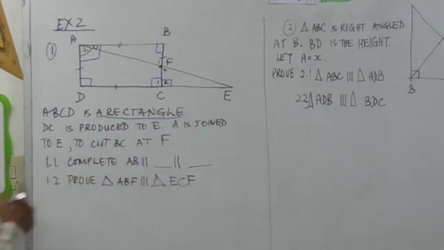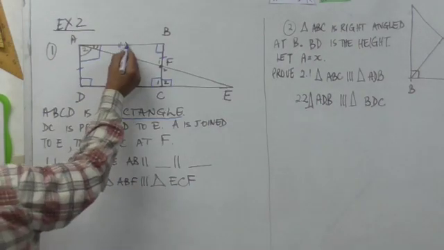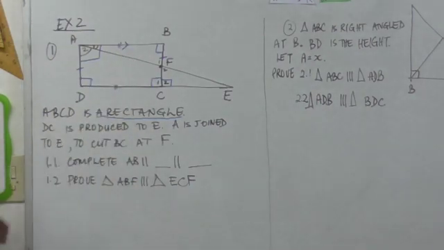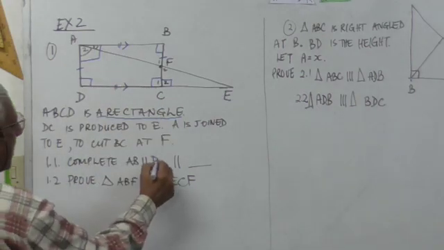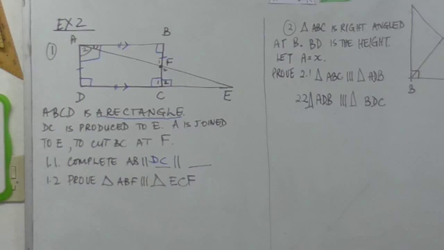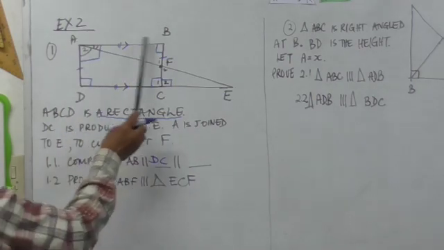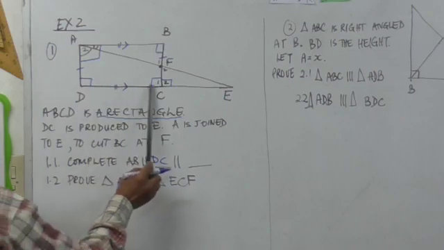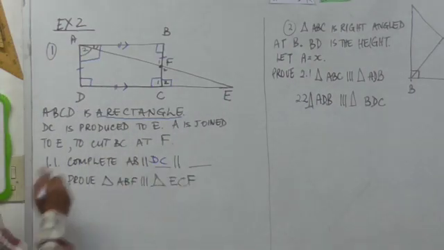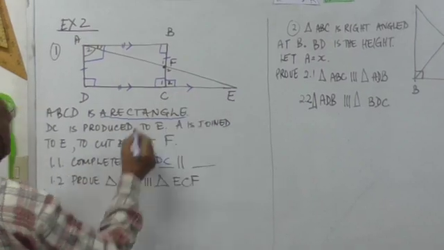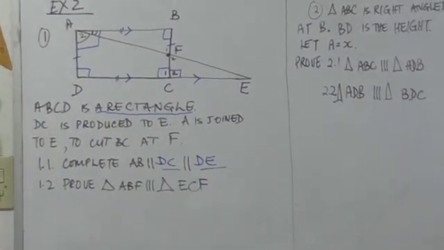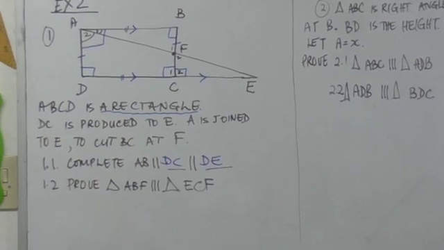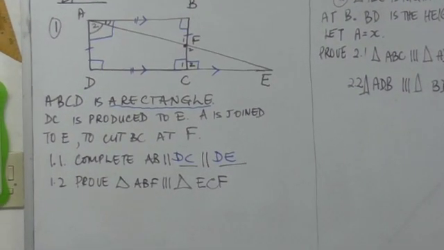So let's see what they wanted to know. Complete AB. AB is parallel to what? It's parallel to this side, to DC. Then they say AB is also parallel to another line. AB is also parallel to this whole line, and that whole line is called DE. So AB is parallel to DC, the small part. It is also parallel to the big part, DE.